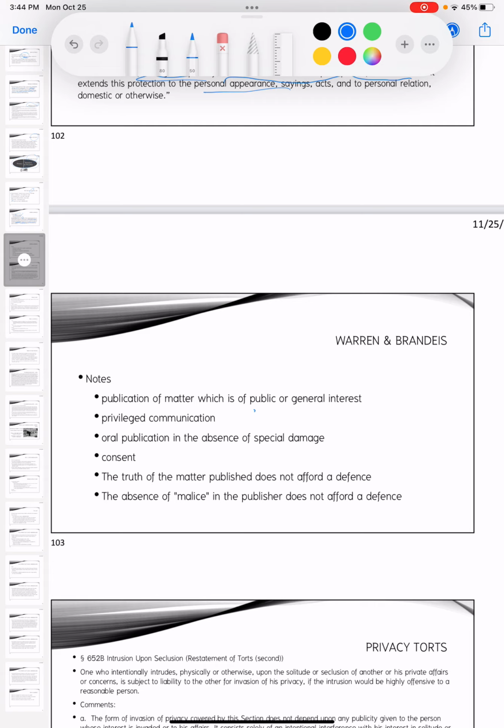So if you publish something really private and it's violating the right to privacy of others, we don't care. Even if we don't care whether what is published is true or false. Even if it is true, it could lead to liability.